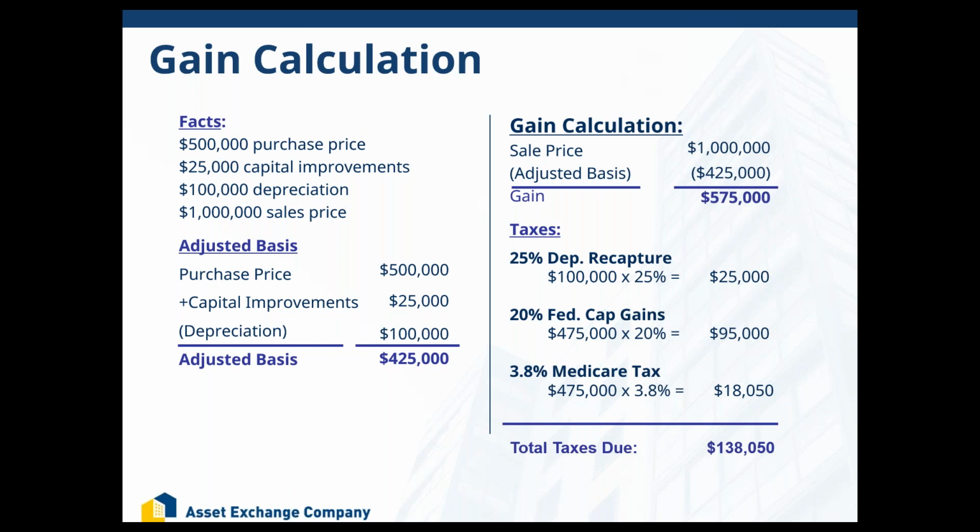Now, let's also say we're going to be subject to that Medicare tax of 3.8%. So we'll take the $475,000, multiply it times the 3.8% Medicare tax, and that would give us a tax of $18,050. So when we sell this property, we would be looking at a tax bill of $138,050. Again, when you do a 1031 exchange, you can defer having to pay any of these taxes.